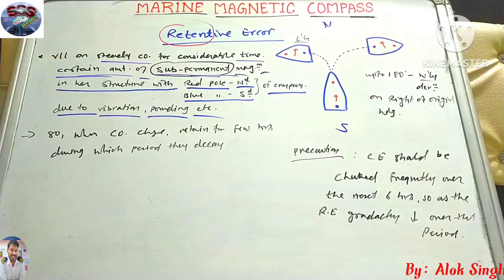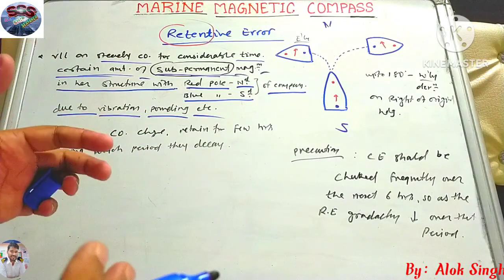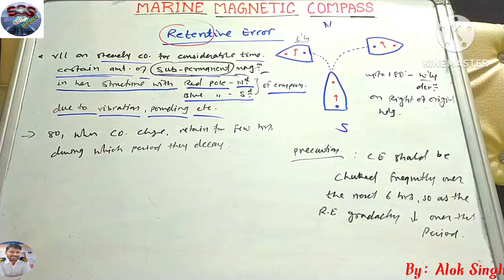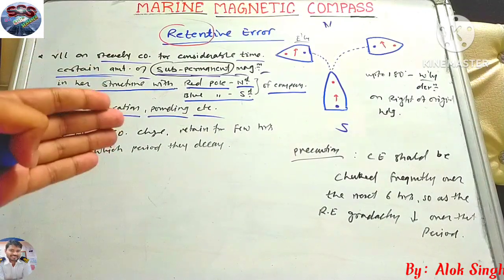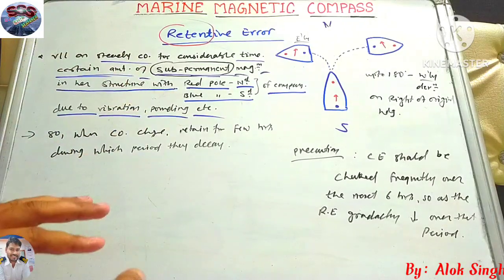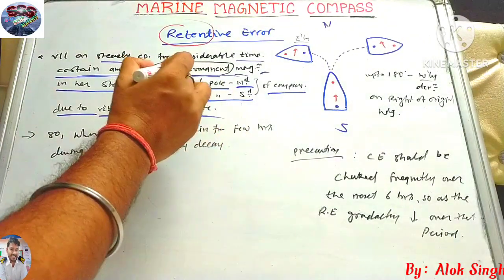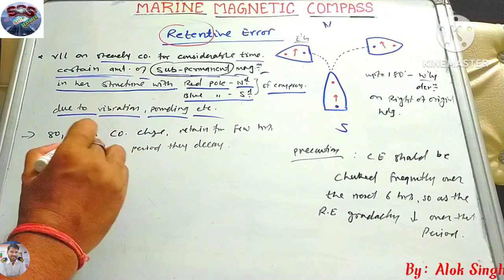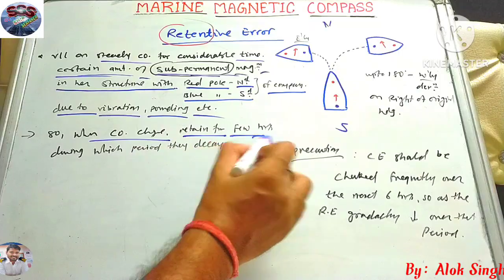Because of this, the elements of the whole ship try to align in a particular direction, but since it is not for a very long time, it takes time and they realign in another particular direction. So it is only a sub-permanent magnet, not a permanent magnet. So what happens? When the course changes, it is retained for a few hours.